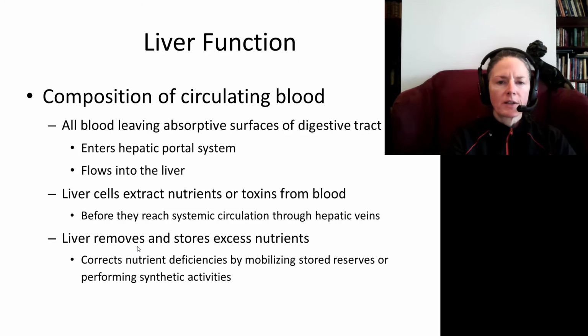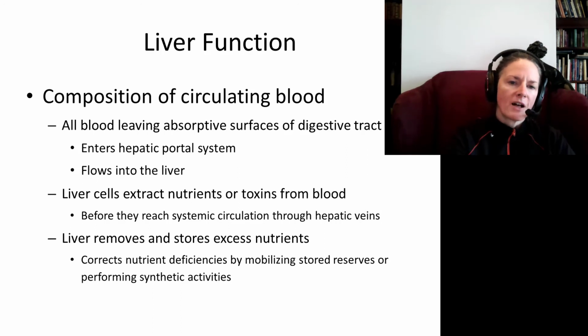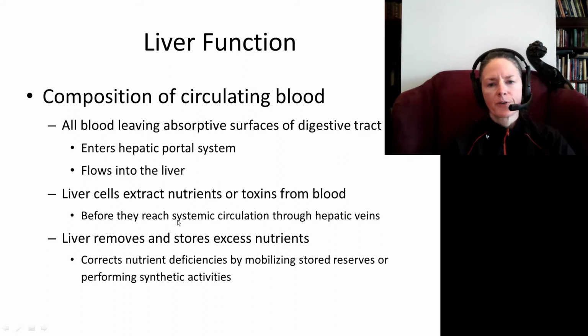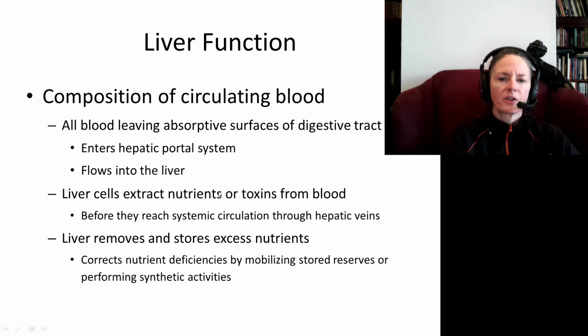All right, so when we look at the composition of circulating blood, it's going to come in through the hepatic portal system, and there it flows through those sinusoids. And we're going to have lots of cells in there. The hepatocytes, the Kupffer cells, they can monitor that and sort of act as a filter here. So toxins, heavy metals, iron, this kind of stuff can all be extracted from the blood and either stored, deactivated, or what have you.